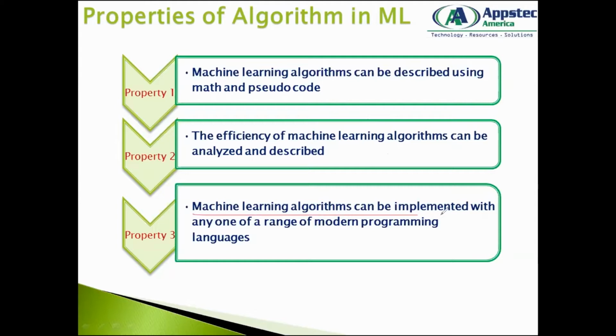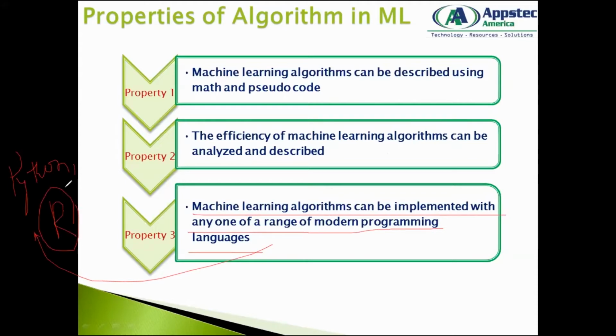Now, machine learning algorithms can be implemented with any one of a range of modern programming languages. That means we use Python these days as a modern programming language to code this algorithm for implementation, or we use another language called R. Both R and Python are statistically strong. R is considered to be stronger than Python. It is also an open source language. It is more statistically strong and heavy, whereas Python is a little easier, but still pretty dynamic, pretty contentful. There is hardly anything that you cannot do in Python these days.